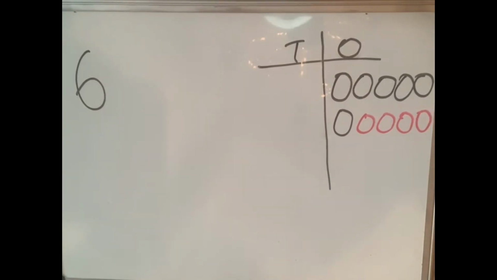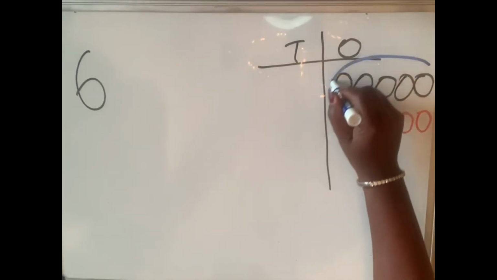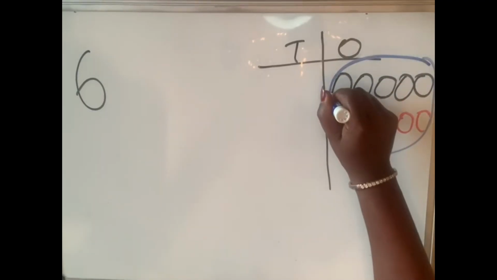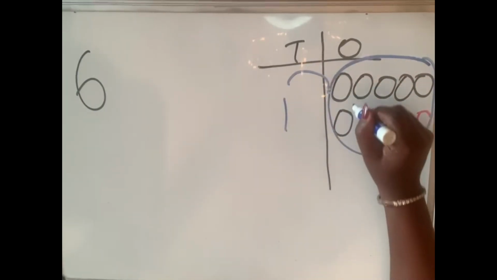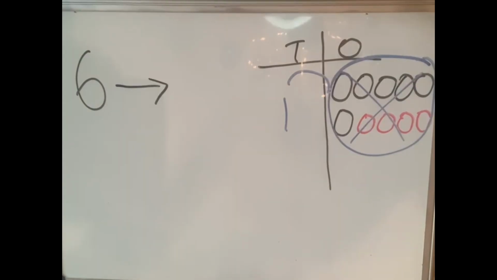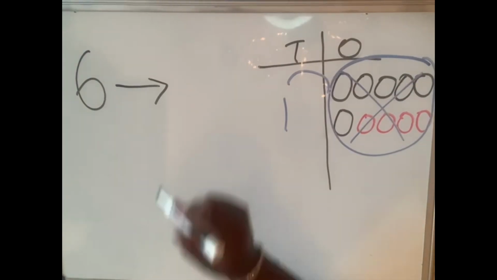Now that I have a 10, I have to regroup because I've made a 10, and so I have to take it to the tens place. So I have to regroup. Regrouping is trading 10 of a smaller place value block for one of the next bigger place value block. So I'm going to trade these 10 ones for 1 10. So now I have no ones left. So the next multiple of 10 after 6 is 10.